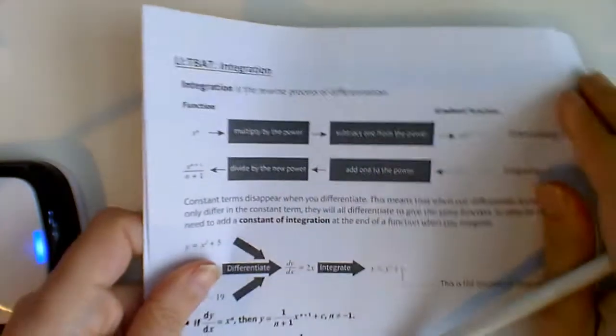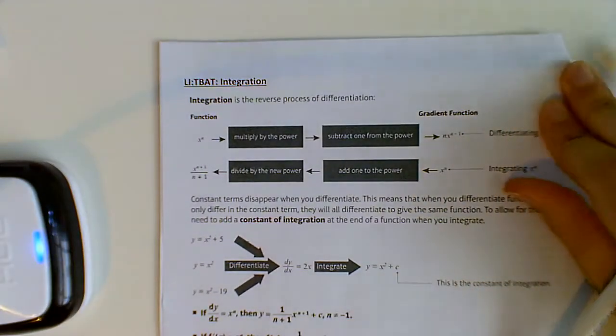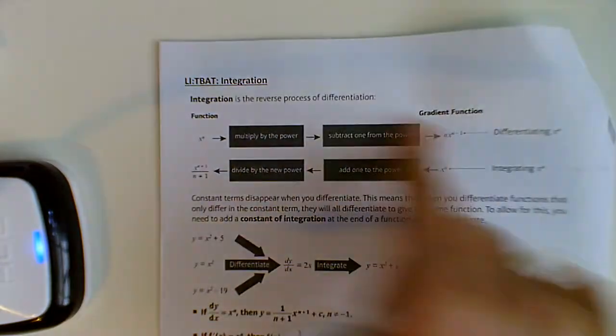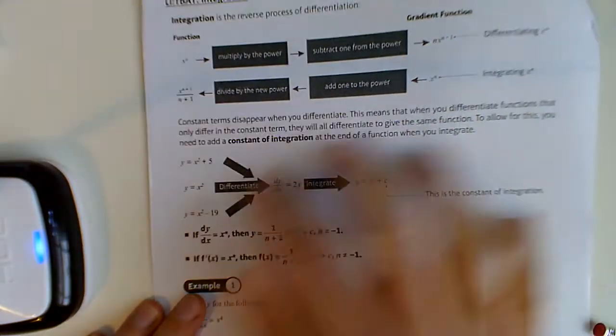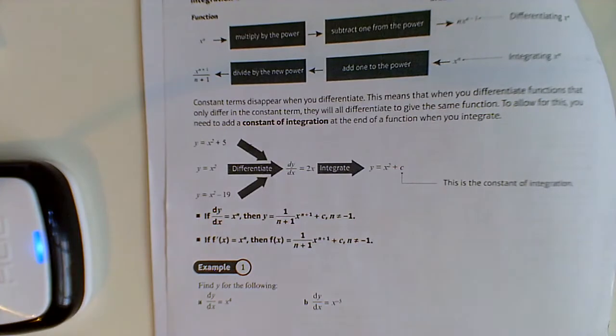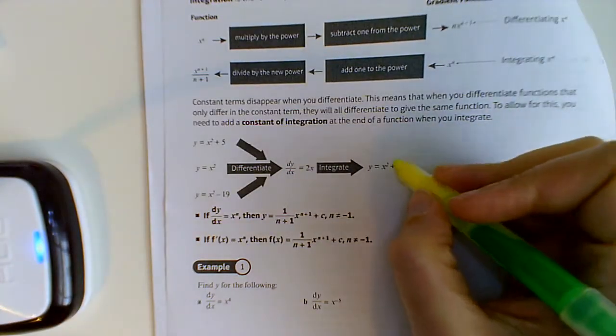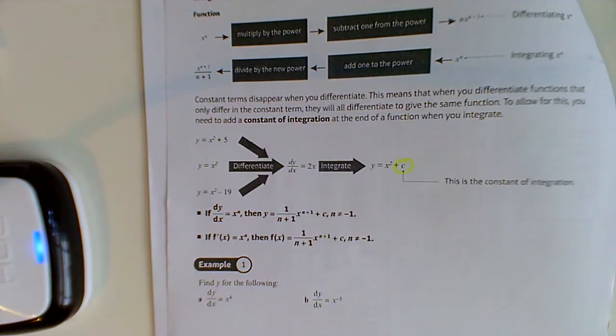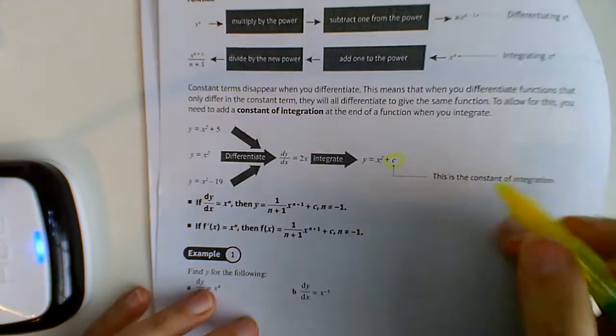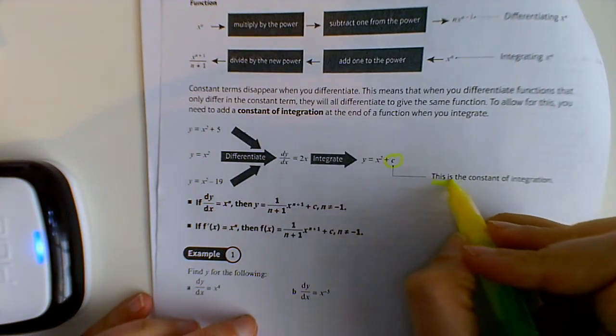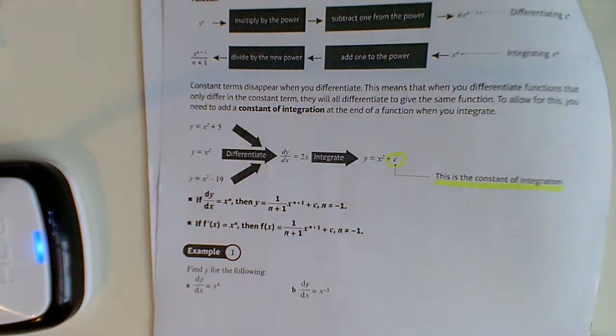So let's have a little look at a couple of things over here. That's basically what it's just been talking about. The only thing I want to talk about on there is this plus c. We call that the constant of integration. The reason that we have to put that there is that whenever we integrate something, we have to put a plus c at the end.